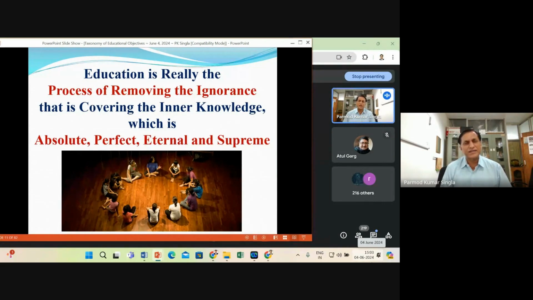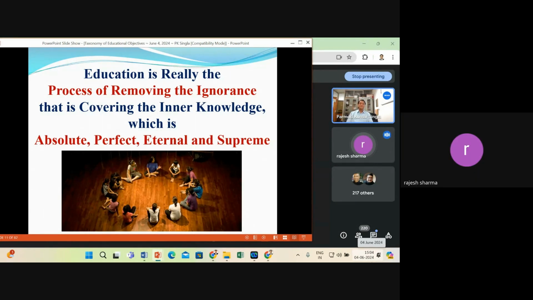Now, this is a very classical definition or the purpose of education. So education is really the process of removing the ignorance that is covering the inner knowledge, which is absolute, perfect, eternal, and supreme. So the purpose of this quote is that education extracts a lot of hidden things inside us. Ignorantly, we do not know what is inside us. When we go through the classes, we find a lot inside the students, he has this potential, and we uncover that, and we extract and come up with something new, where we come up with a lot of experimentation and discoveries. In the past few years, we have observed that, and that helps the society also. And education is a basic tool to frame the society also.